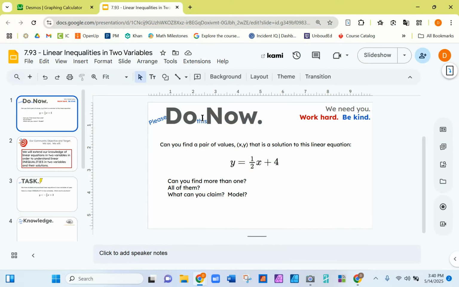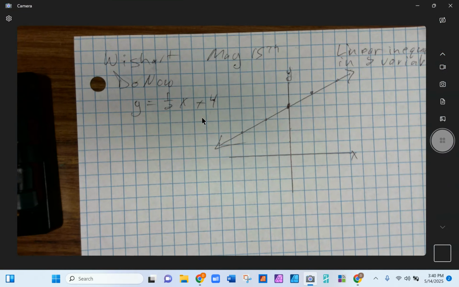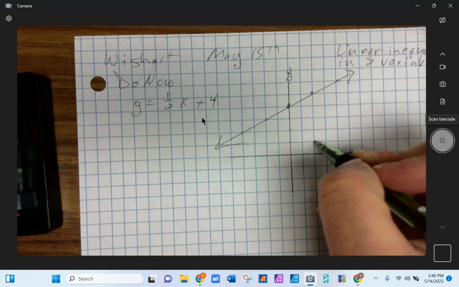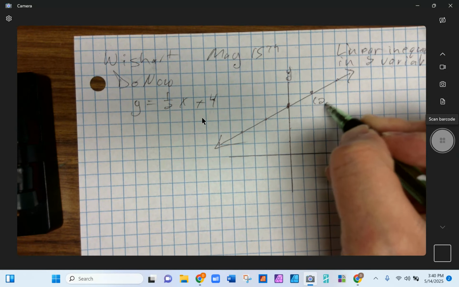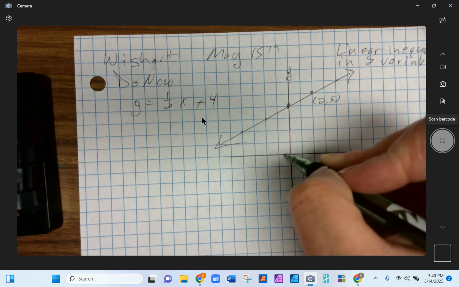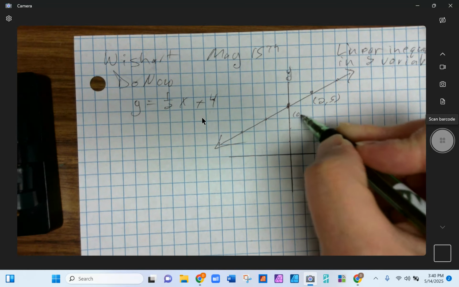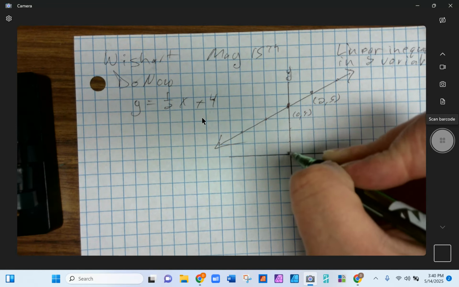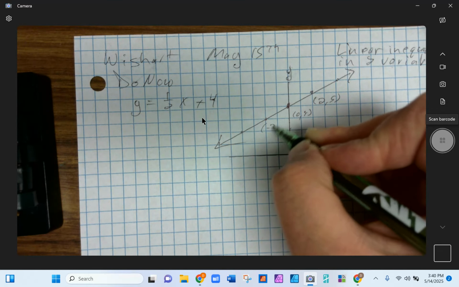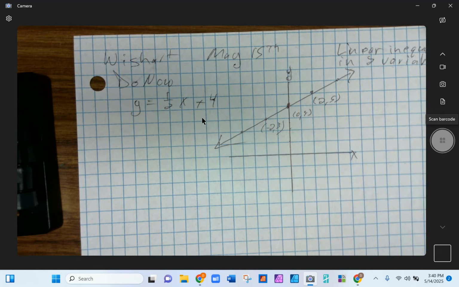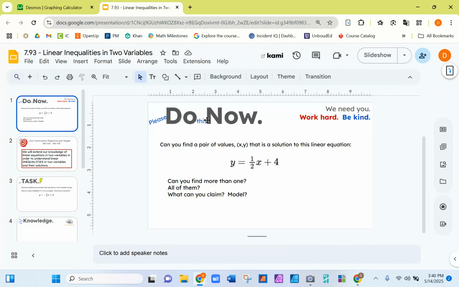Oh, so sorry. Can you find a pair of values that is a solution to this linear equation? Look at this. Over 2 and up 1: 2, 5. 0, 4. That's our y-intercept. -2, 3. Tons and tons of solutions. In fact, there's an infinite number of solutions, right? So we can find more than one. We can find all of them if we wanted to spend a lot of time writing them out.